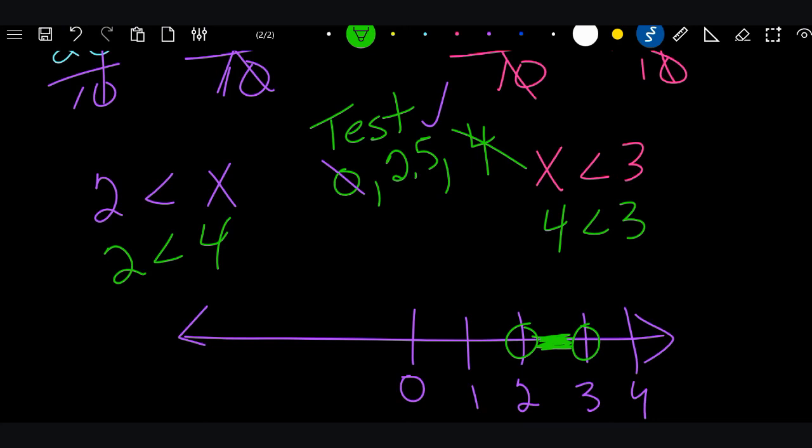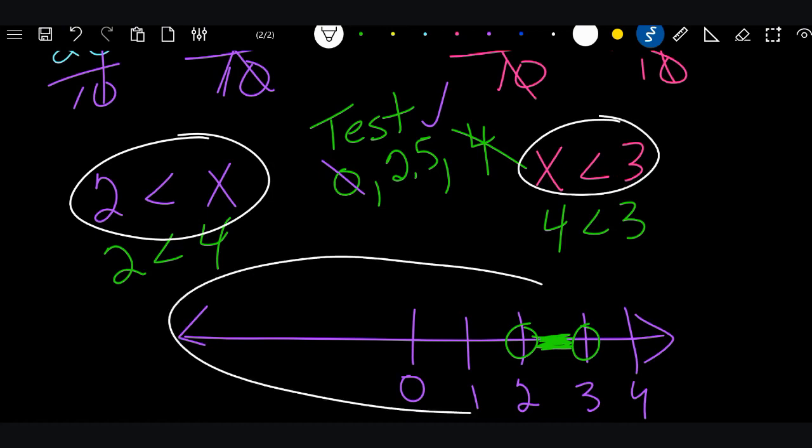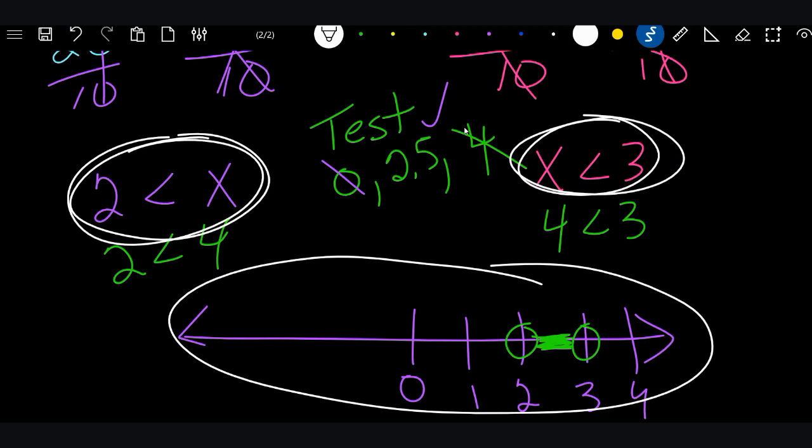Now, let's go back to this. Here's our solution, that's part of our solution. The one thing that we're missing is the notation, the interval notation. Really we have two inequalities, one for this one and one for this one, so we need to write those down.